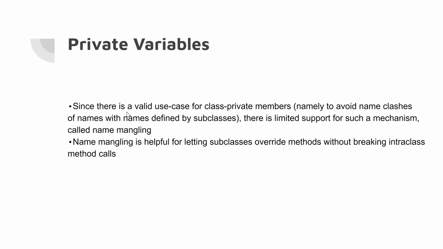Private variables. There is a valid use case for class-private members, namely to avoid clashes of names with names defined by subclasses. There is limited support for such a mechanism, called name mangling. Name mangling is helpful for letting subclasses override methods without breaking intraclass method calls.